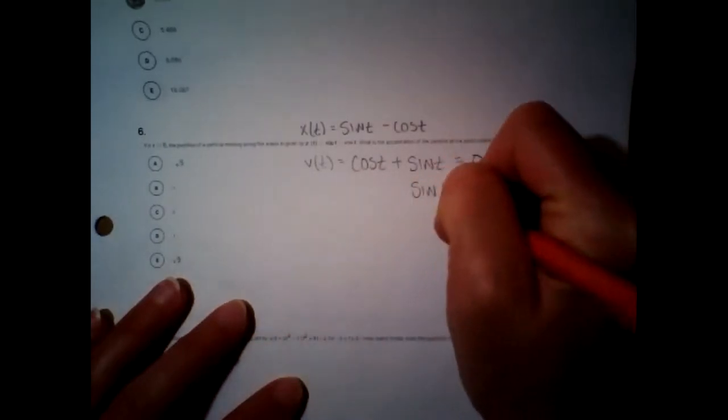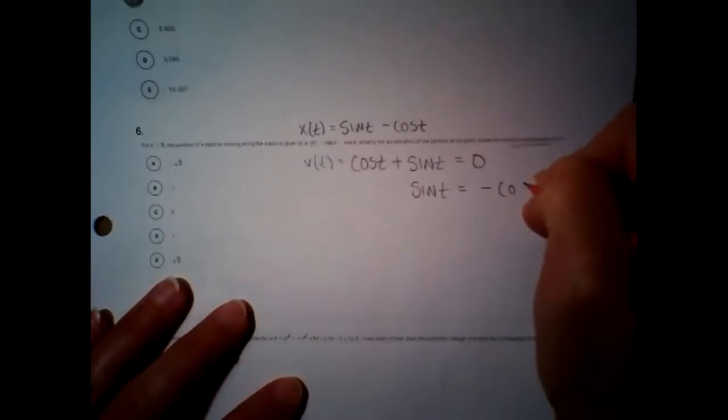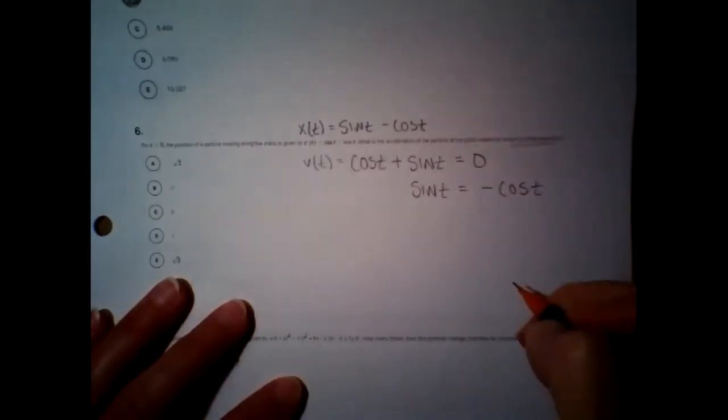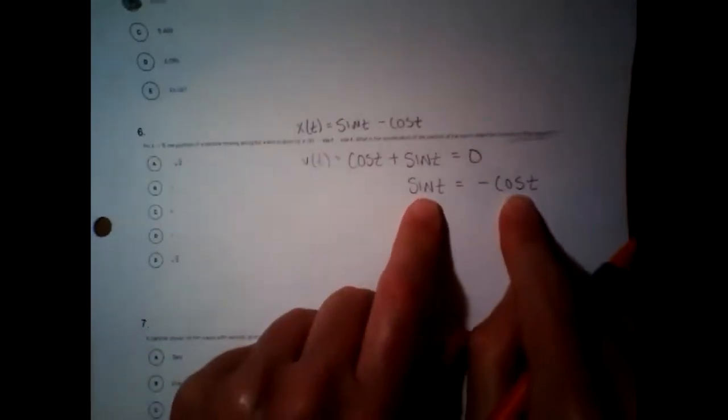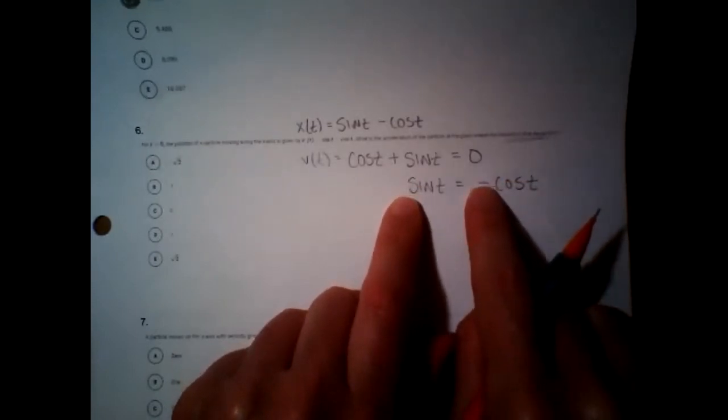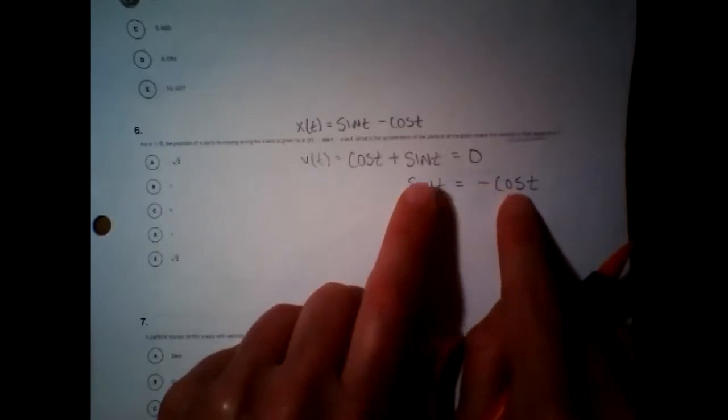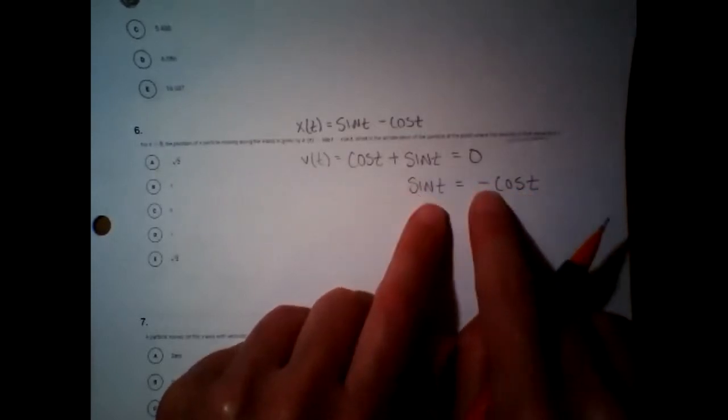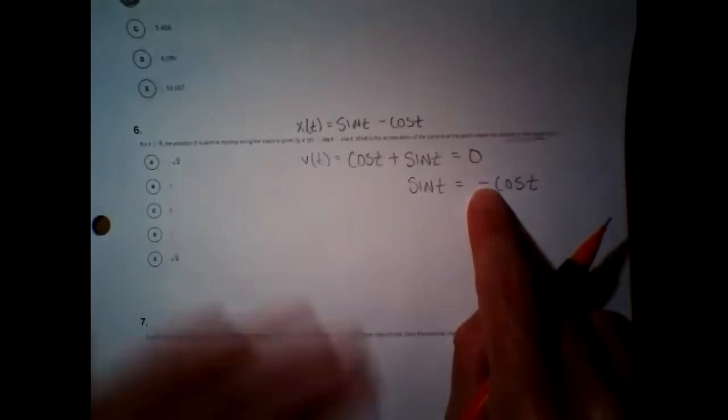Now you're just going to subtract one of these to the other side. It actually doesn't even matter which one. The point is, we want to find a place on the unit circle where sine and cosine are equal, like an equal value, but opposite signs. So they're going to be an equal number, but one will be positive and one will be negative.